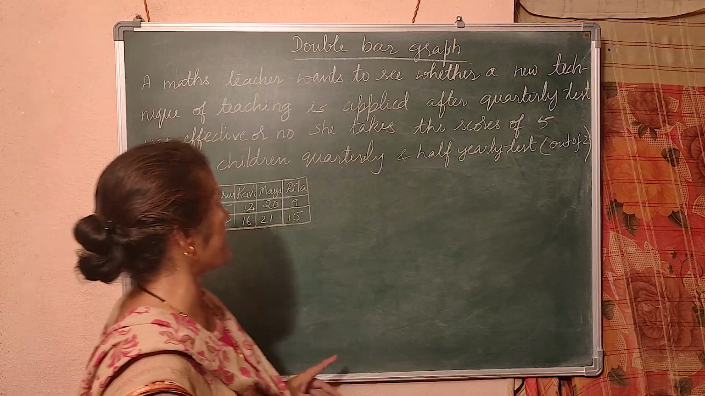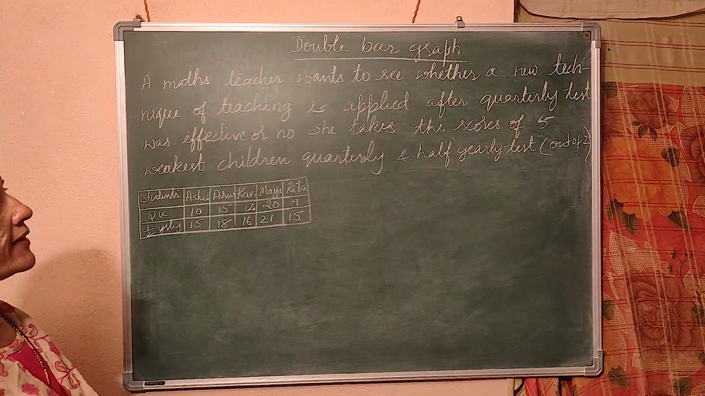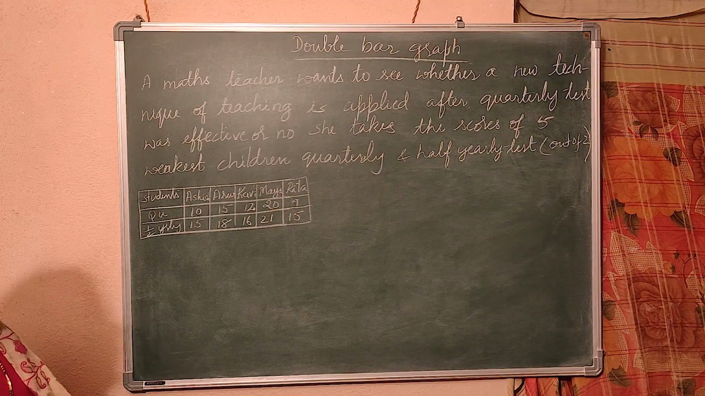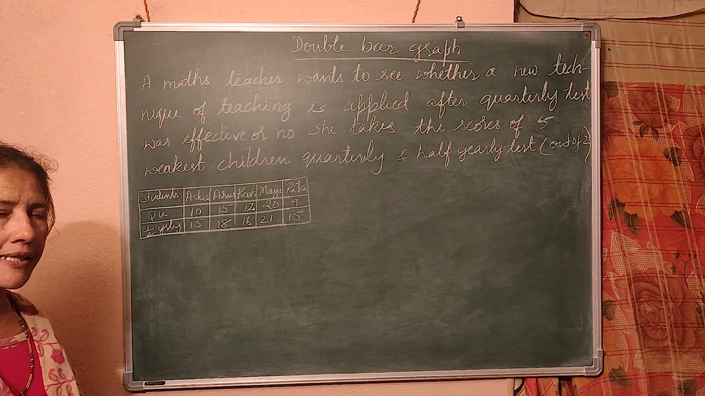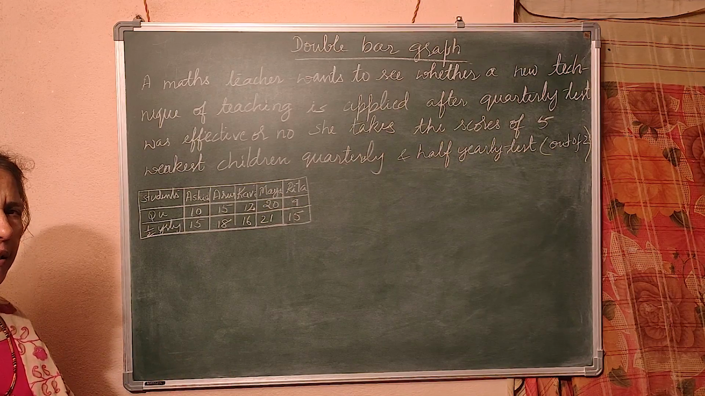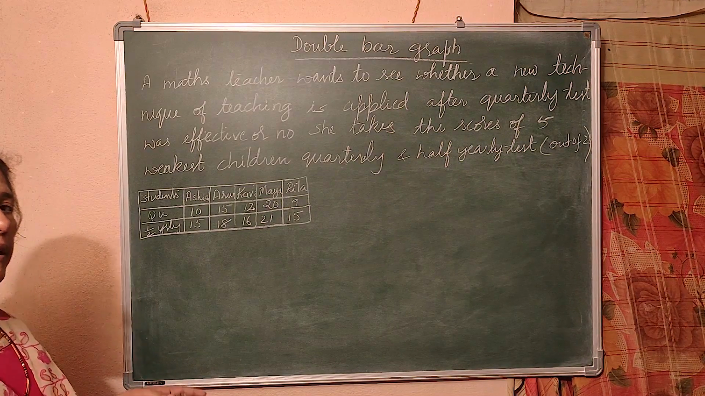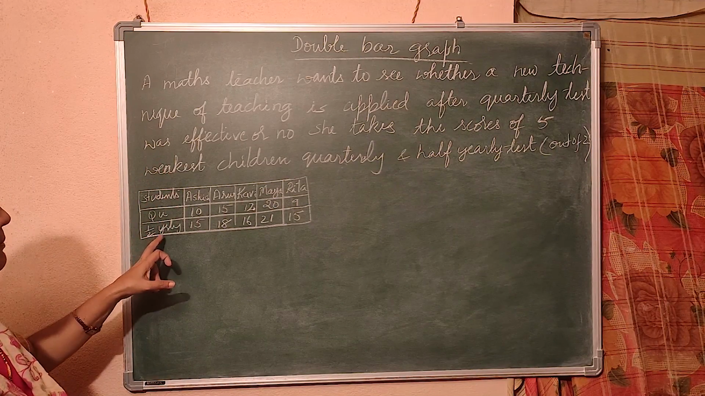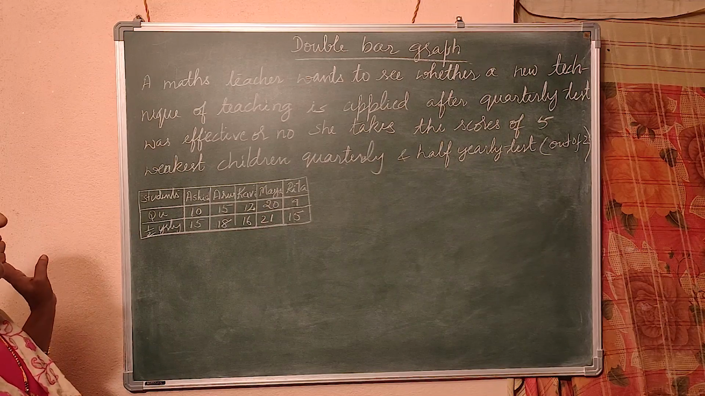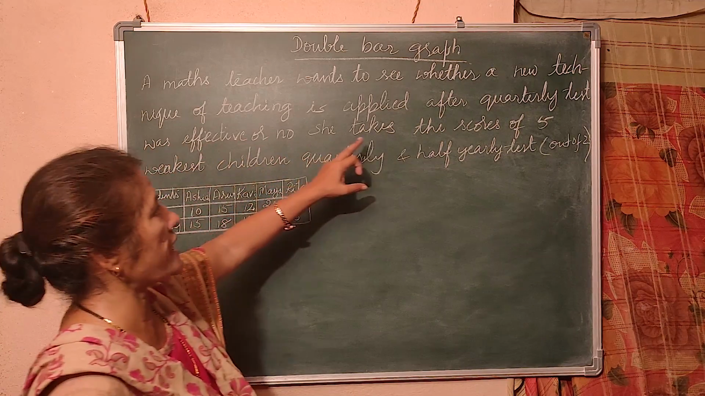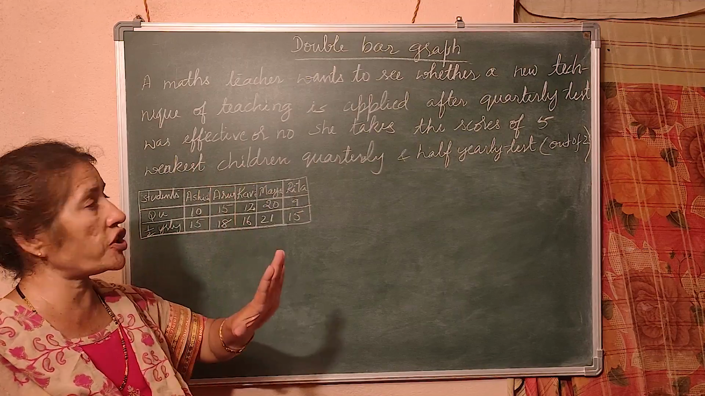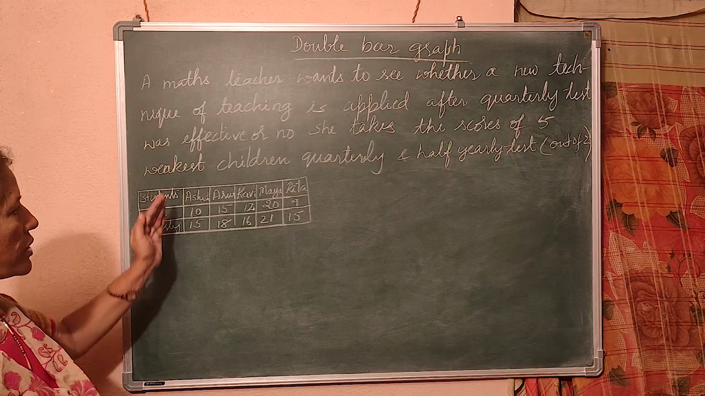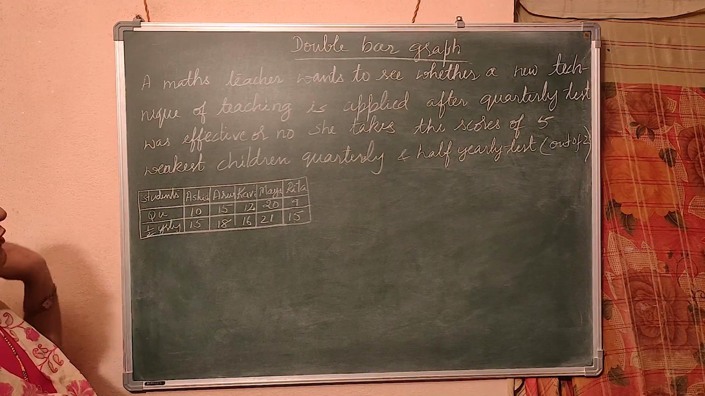Look at the question like this. A maths teacher wants to see whether a new technique of teaching applied after the quarterly test was effective or not. She had a quarterly test, and some had got certain marks. So she does some more experiment, and she looks at the marks in the half yearly test. So was it effective or not? She takes the scores of 5 weakest children in the quarterly and half yearly test, and these marks are out of 25.